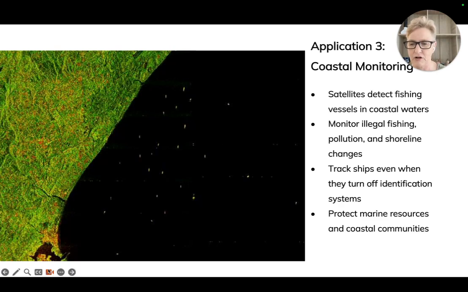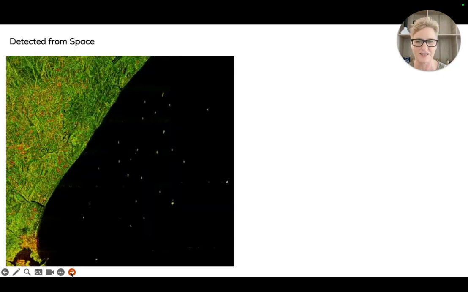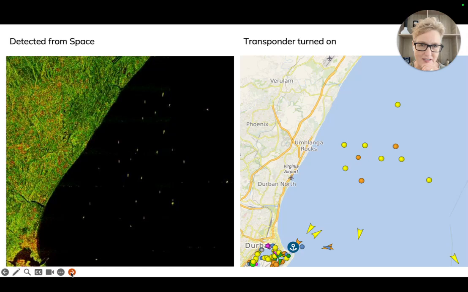And let's actually compare that with the data of those where they actually have their transponder on. So this is the same image that we had, where we're detecting these signals from space. And then this is when the boats or ships turn their transponders on, and they actually alert the authorities as to where they are. So you can see this is exactly the same location. This is Durban Harbour over here, going up the east coast of Africa.